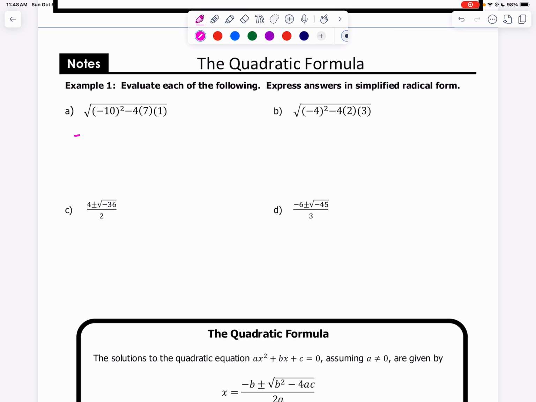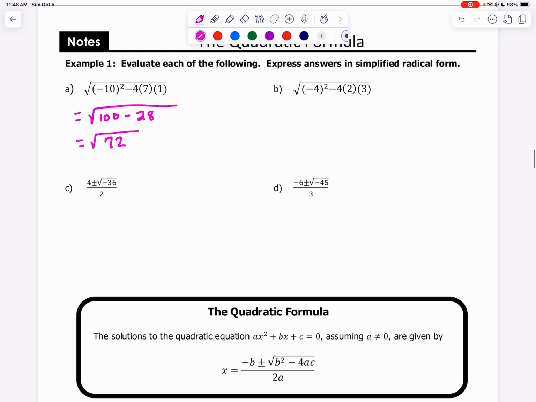If I evaluate this, negative 10 squared would be positive 100, minus 4 times 7 is 28, 28 times 1 is 28, which results in 100 minus 28, square root 72. Now, we could leave our answer like that, but it's not simplified, because square root 72 can be rewritten as square root 36, which is a perfect square, times square root 2. The square root of 36 is 6, so our final answer here would be 6 square root 2.